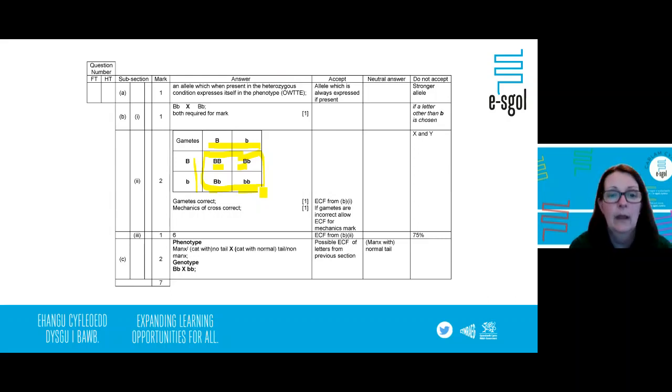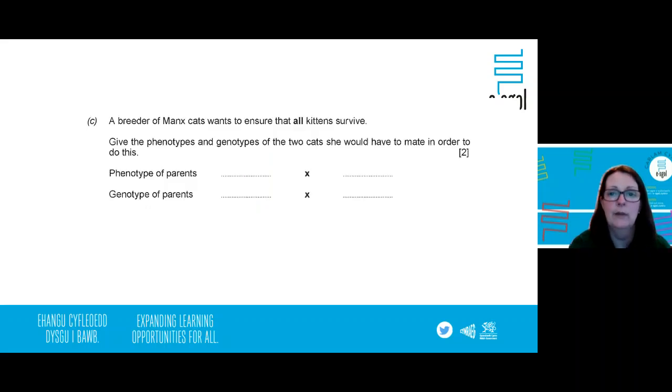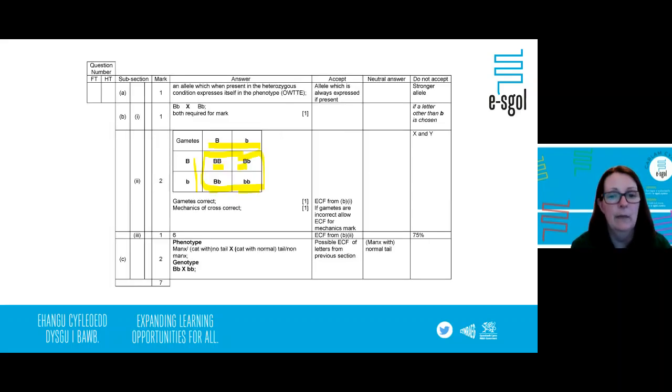And then if we just go back to the second part of the question, we've got to give the phenotypes and genotypes of two cats that would be mated in order to ensure their survival. So it's the phenotype, remember, which is their appearance, and the genotype, which is their genetic information. So here we would have the phenotype, a Manx cat with no tail crossed with a normal cat. And then our genotypes here would be heterozygous, big B, little b, crossed with homozygous recessive, two little b's.